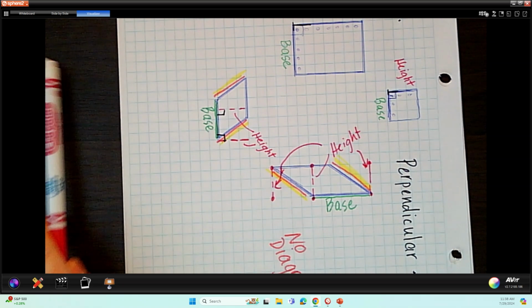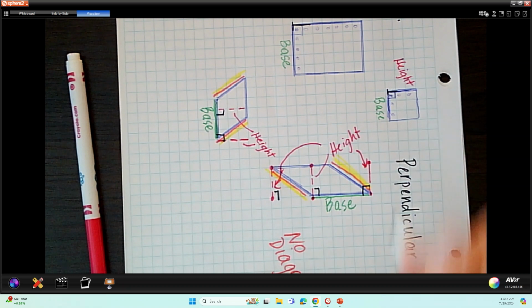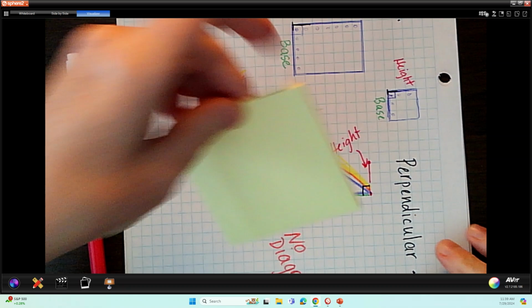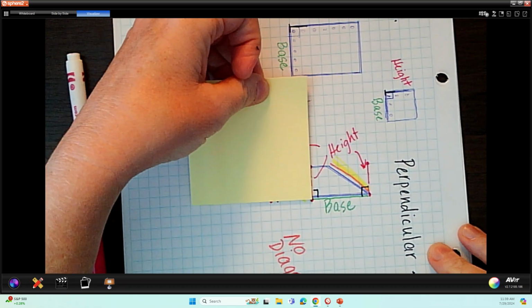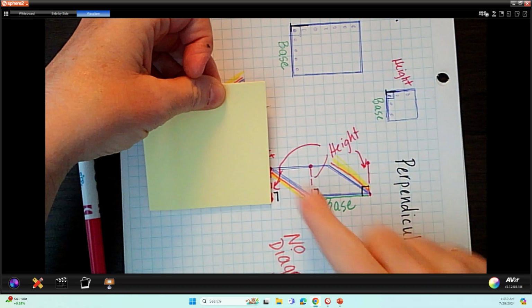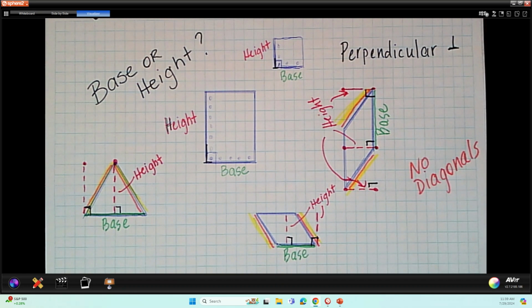And again, you can tell because it's always going to make that perpendicular line. It's going to make that nice L. You could take a post-it note and you could line it up in the corner. That's how you know you have the base and the height. See, you don't want that diagonal. All right, so in the next lesson, we're going to take a look at, is it base or height?